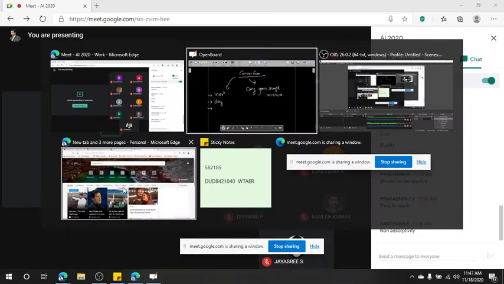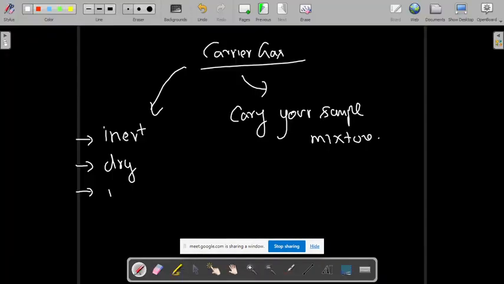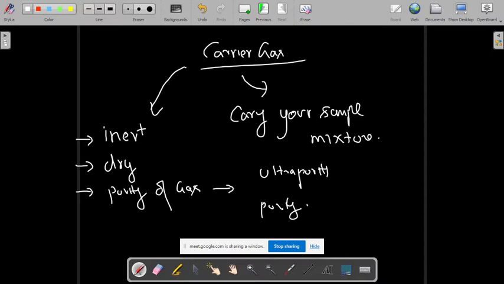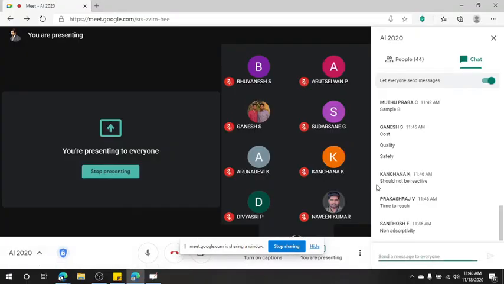Okay, Ganesh said quality. In that aspect we can put purity of the gas. Purity of the gas is another aspect. Can you think of what it should be? We have two categories of purity, one is ultra purity and the other is normal purity. Can you give a rough value? What should be the value of ultra purity in terms of percentage? Just a guess.